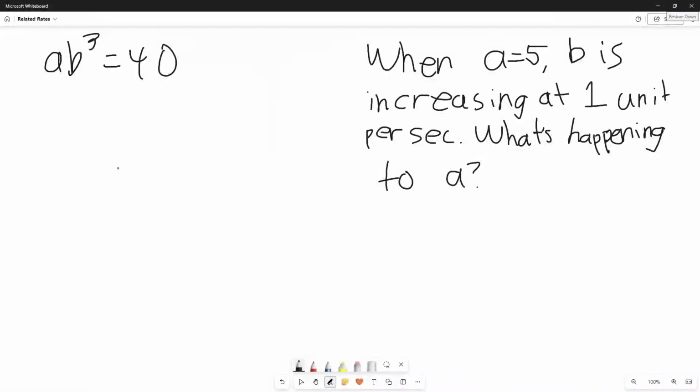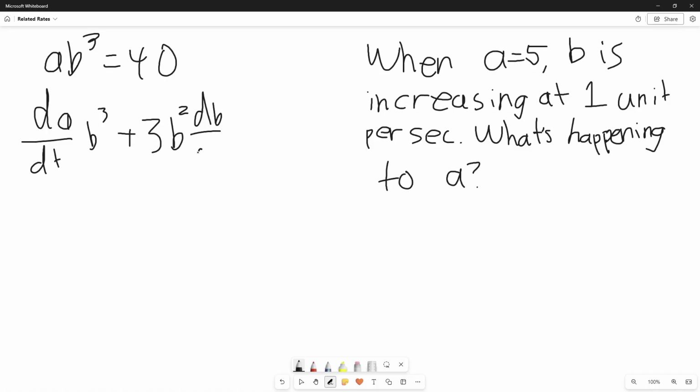So let's say we have this equation, a times b cubed is equal to 40. And we're given that when a equals 5, b is increasing at 1 unit per second. And we need to find what's happening to a at that moment. So first, let's use implicit differentiation to rewrite this equation as dA over dt times b cubed plus 3b squared db over dt times a is equal to 0.